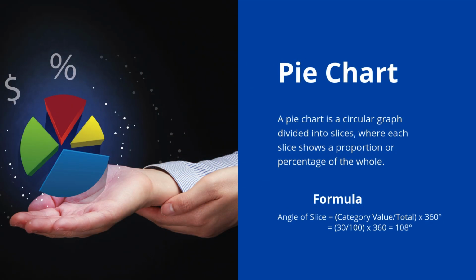A pie chart. Pie chart is a circular graph divided into slices where each slice shows a proportion or percentage of a whole data set. A pie chart is perfect when you want to show how each part contributes to the whole data set, just like slices of cake. Each one tells its own story.